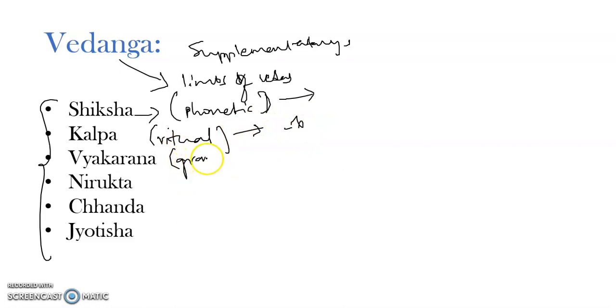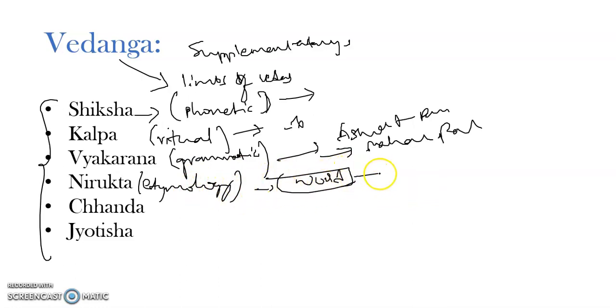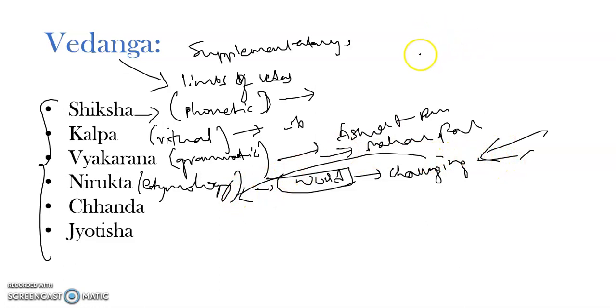Vyakarana is grammar, grammatical works, as we discussed, Ashtadhyayi by Panini and Mahabhashya by Patanjali. Nirukta is etymology, where the evolution of a word and the changing of its meaning from time to time in history is studied. The study of the changing meaning of a word in history is called etymology. An example is Yaska's Nirukta.